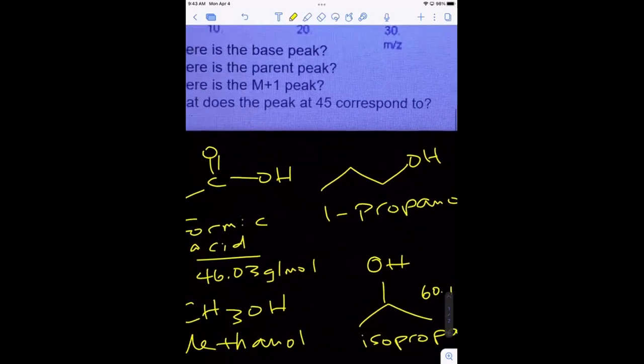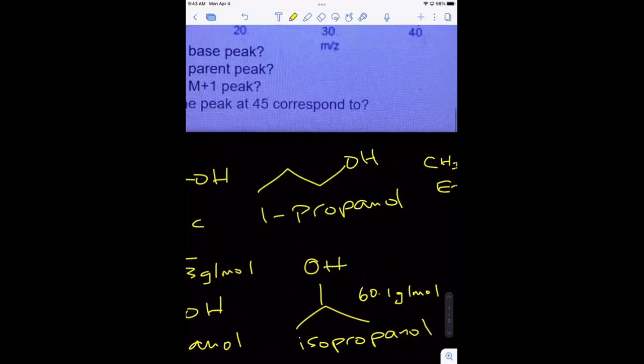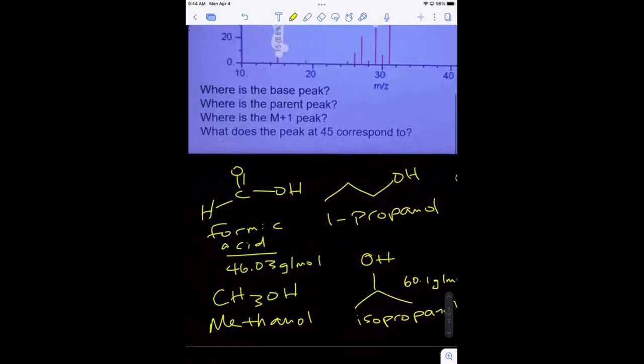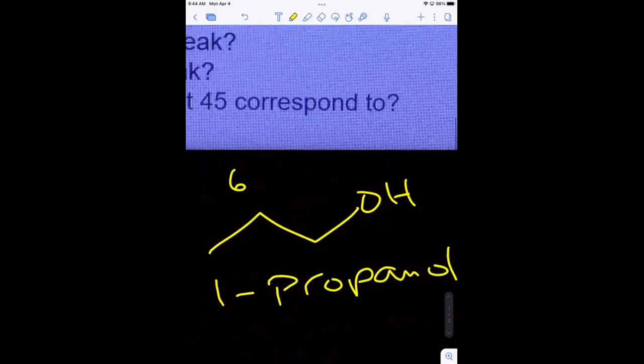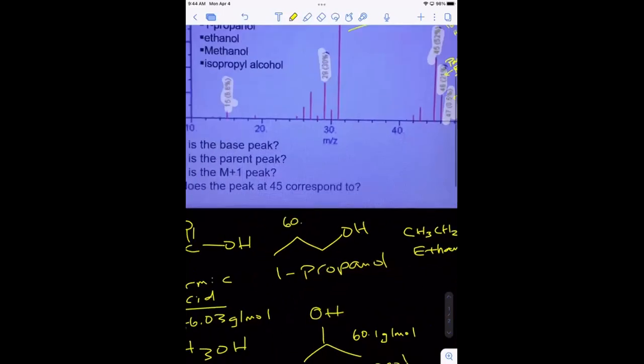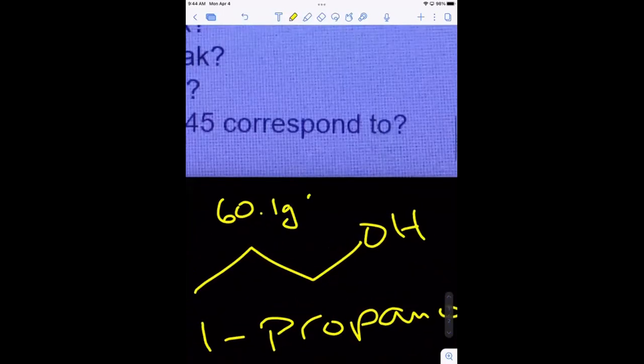I agree with that. Go ahead. Who was that? Who's the other person? That was me, but we had the same one. Was the other one formic acid? Formic. Yeah, we got formic acid. We got isopropanol. It's okay. 1-propanol is also going to have the same mass, right? Let me show you why. 60.1 grams per mole. It's the same molecular formula, right?